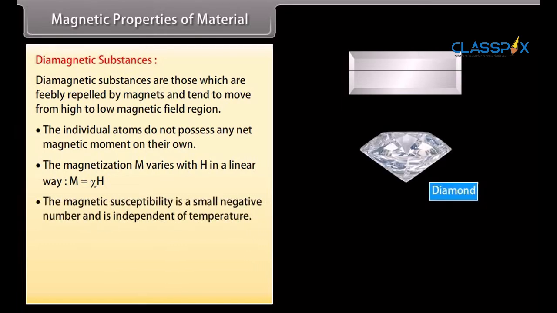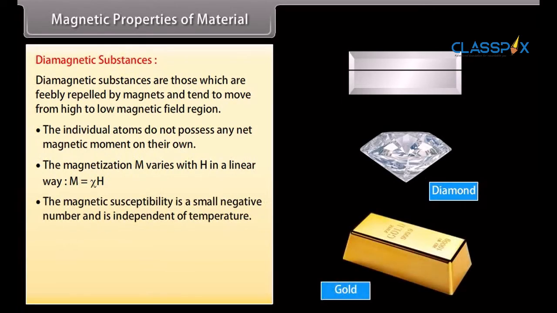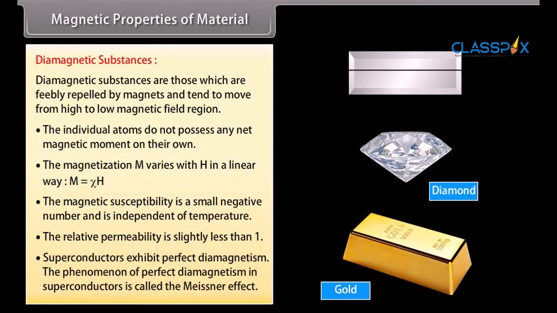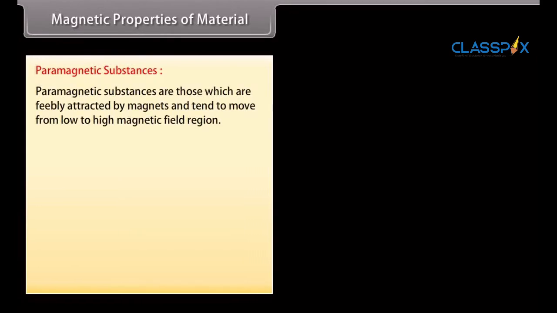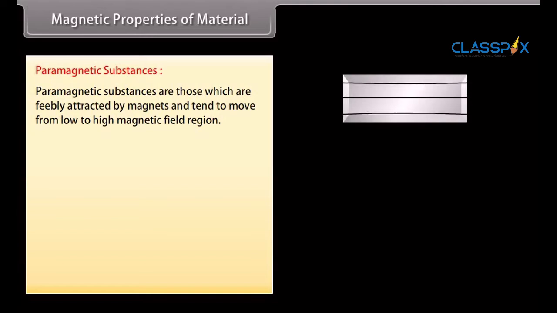The magnetic susceptibility is a small negative number and is independent of temperature. The relative permeability is slightly less than 1. The superconductors exhibit perfect diamagnetism. The phenomenon of perfect diamagnetism in superconductors is called the Meissner effect. Paramagnetic substances. Paramagnetic substances are those which are feebly attracted by magnets and tend to move from low to high magnetic field region.